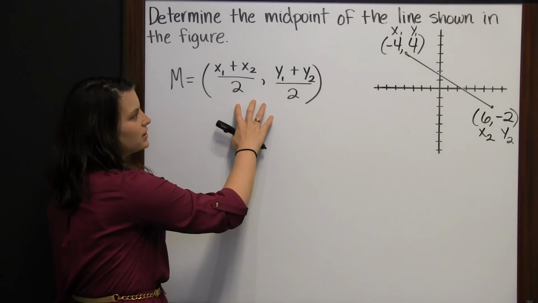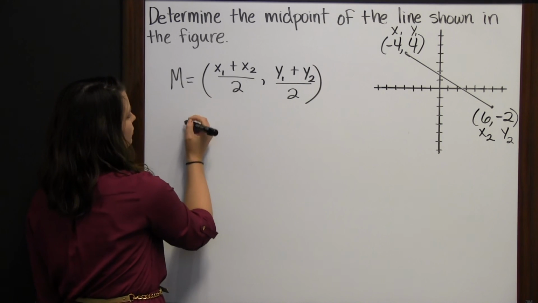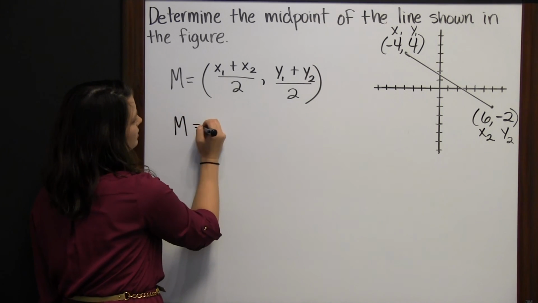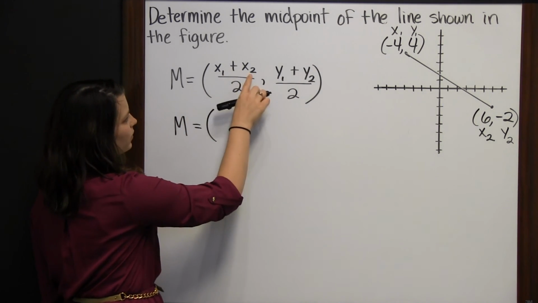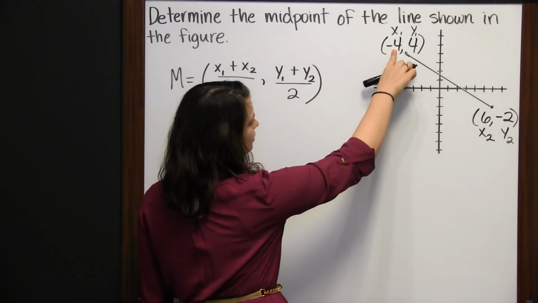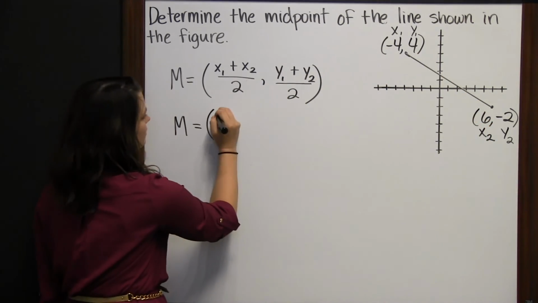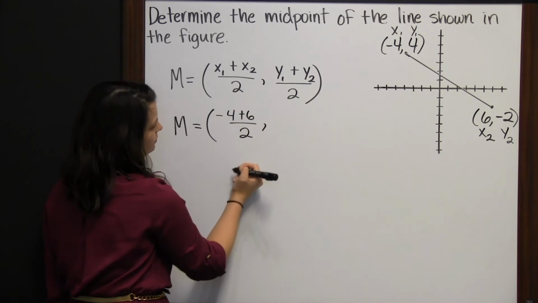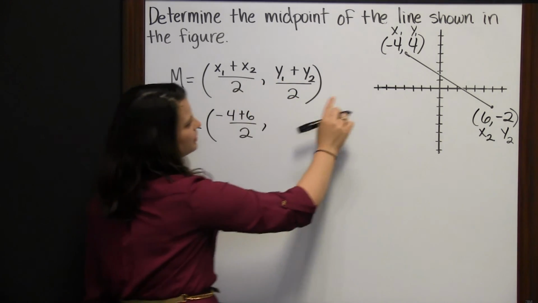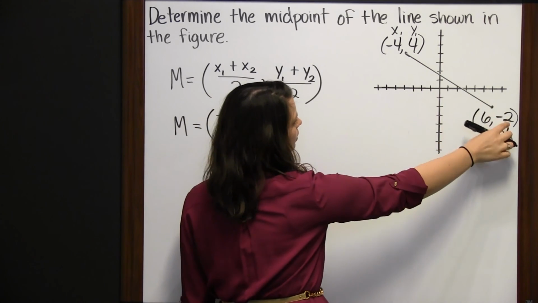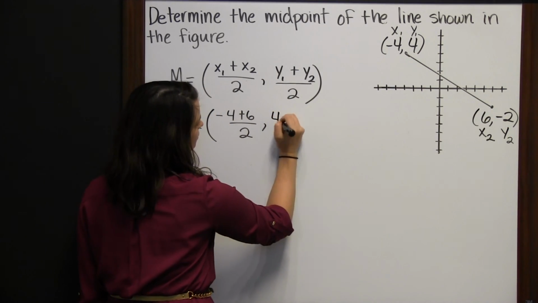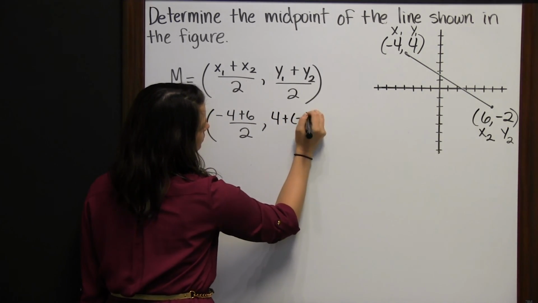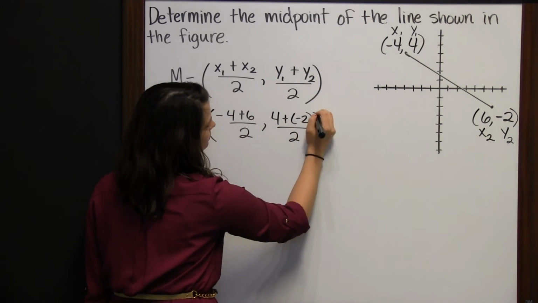And now all we need to do is substitute and solve. So the midpoint is x1 plus x2, so negative 4 plus 6, divided by 2. And then y1 plus y2, 4 plus negative 2, divided by 2.